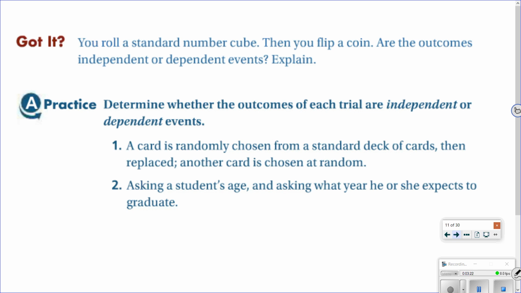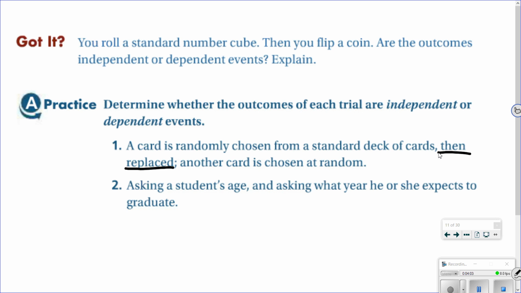You guys decide number 1 and 2, if they're independent or dependent. So pause it, make your decision, and then we'll talk about it. So number 1 says, a card is randomly chosen from a standard deck of cards, then replaced. Another card is chosen at random. So if you think of playing cards, if you pull one card out, you could find the probability of getting a certain number. Now the key thing here is that it says it's then replaced. So if I put the card back in the deck and then I draw another card, it doesn't matter what I got the first time. The first event does not affect the probability of the second event. So these would be independent.